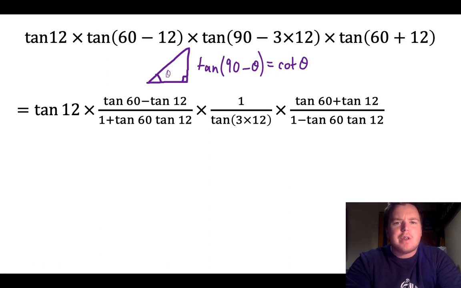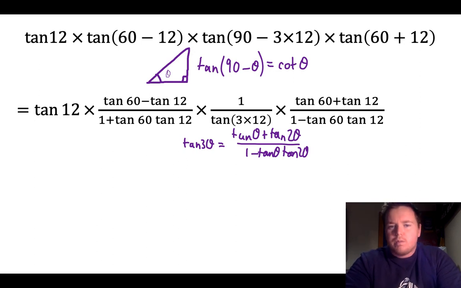Okay, so that first thing gets rid of that 90 part. You can't use the compound angle formula when there's a 90 degree. We talked about this in a previous video because tan of 90 degrees is not defined. Then the next formula that I'm going to make use of is to get rid of that tan 3 times 12 thing. That's a triple angle.